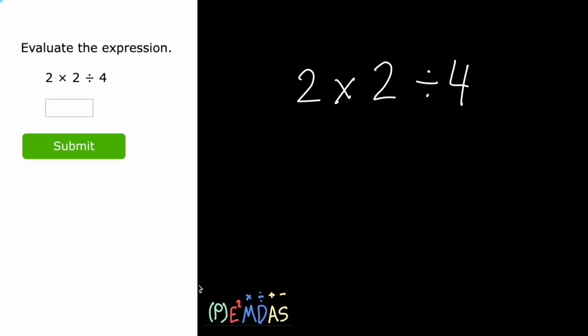In questions like this, where you only have multiplication and division, it doesn't matter which one you do first, but it's generally easier to do multiplication first. So we could start with 2 times 2 equals 4, and 4 divided by 4 equals 1.